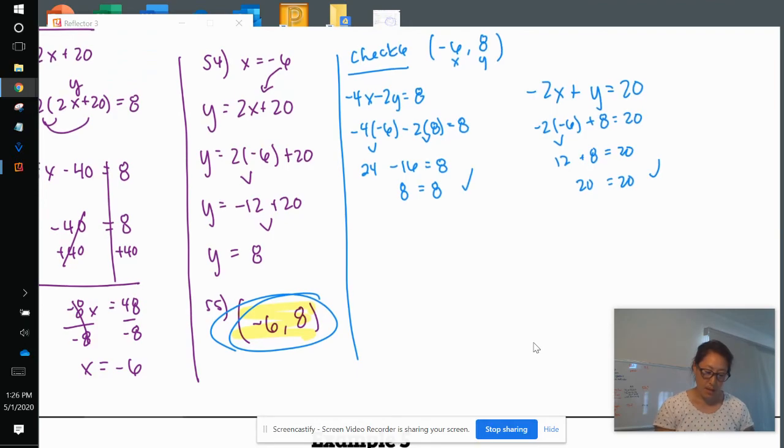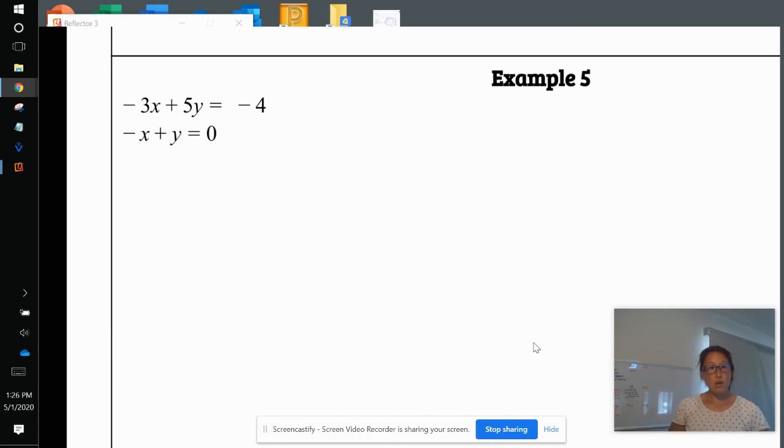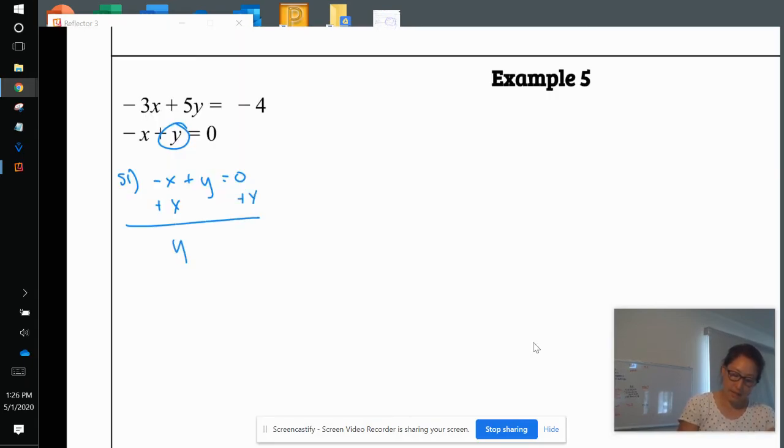All right. Example 5. Is one of the equations solved for x or y? No? Then we're going to go ahead and do that. Okay? Again, look for the equation that has 1x or 1y. I can see right here that I have 1y, so I'm going to rewrite negative x plus y is equal to 0. I'm going to add x to both sides to isolate y. All right. So I have negative 3x plus 5y is equal to negative 4. And my new equation from here is y is equal to x.